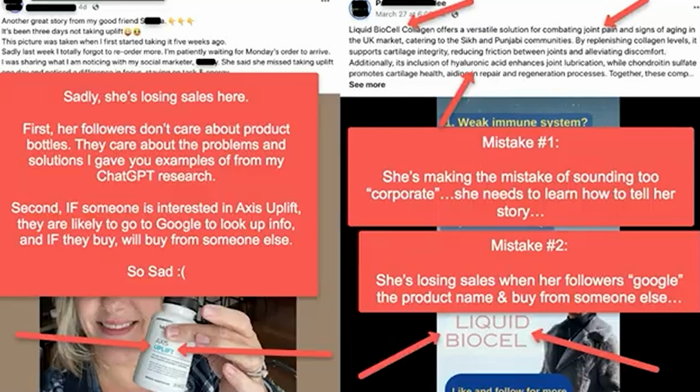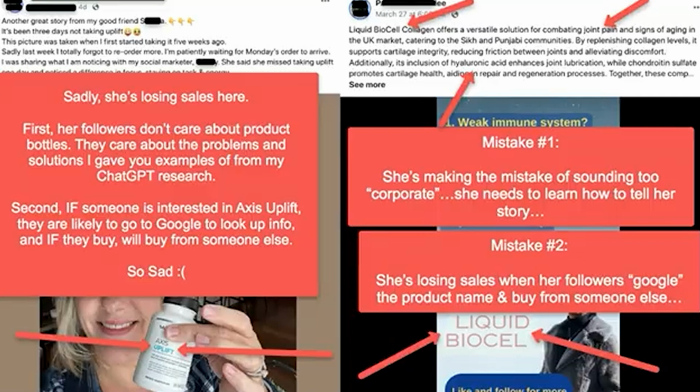First, her followers don't care about product bottles. They care about the problems and solutions I gave you examples of from my ChatGPT research. Second, if someone is interested in Uplift, they are likely to go to Google to look up info, and if they buy, will buy from someone else. So sad emoji. Then the second post says, Liquid BioCell Collagen offers a versatile solution for combating joint pain and signs of aging in the UK market.